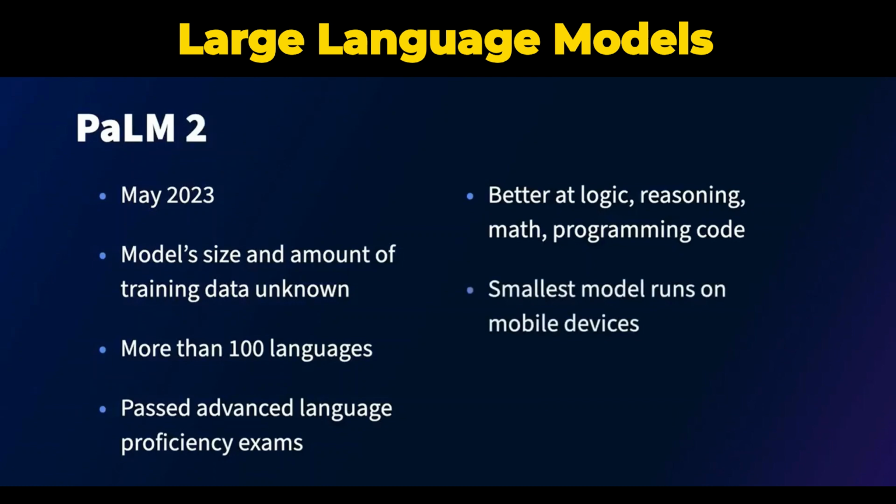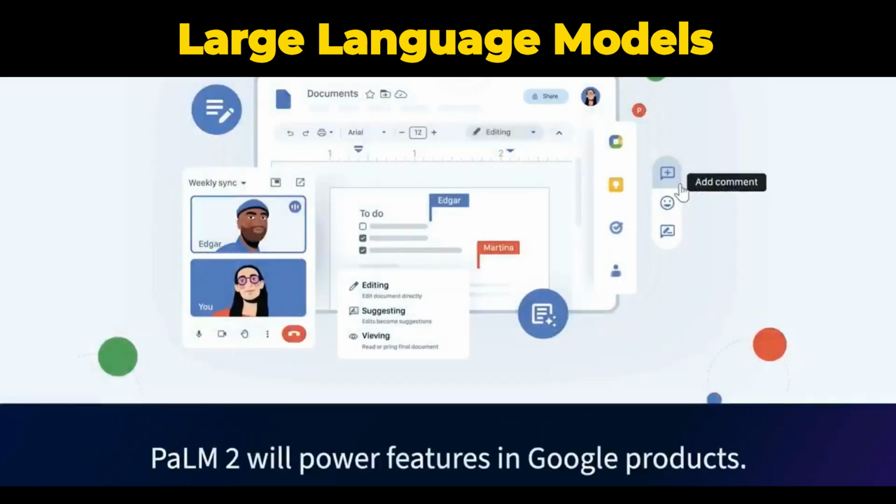And what's remarkable is that PaLM 2's smallest model will be able to run on mobile devices. PaLM 2 will be used to power features in other Google products like Gmail and Google Docs, and also expand Bard, which is another large language model released by Google.